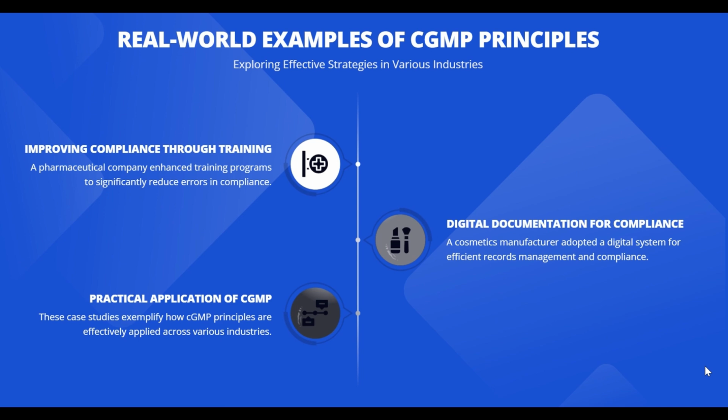Some real world examples of cGMP principles. The first one is a pharmaceutical company that enhanced training programs to significantly reduce errors in compliance. Further, we can digitalize the documentation for compliance, like a cosmetic manufacturer that adopted a digital system for effective record management and compliance. And case studies show how GMP principles are effectively applied across various industries.